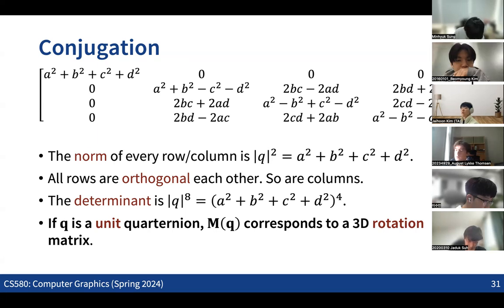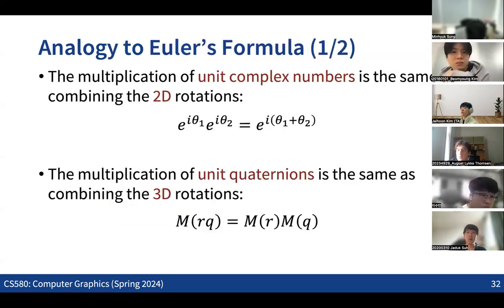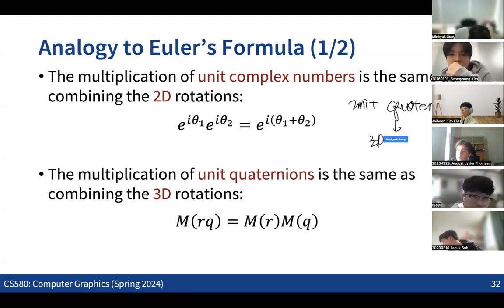Yeah, so this is the operation by which we can see the mapping between the unit quaternion and the 3D rotation. Then the analogy that we can see with Euler's formula for the 2D case is that in the 2D case, the unit complex number in the two-dimensional complex space corresponded to the 2D rotation, right? So now, in this four-dimensional space, the unit quaternion corresponds to each 3D rotation, right? So this is a similar thing.